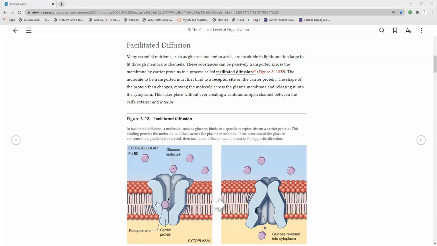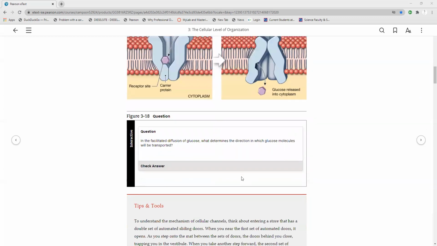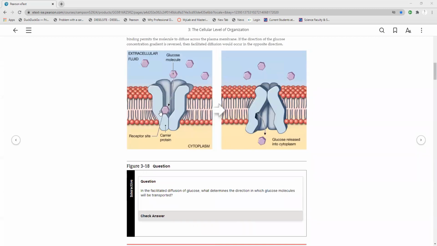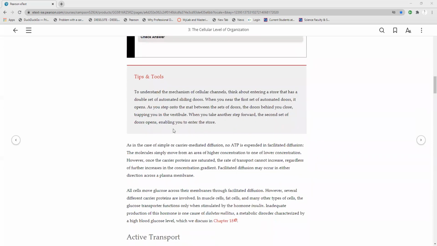This can only go as fast as it can go. So one will come in, attach, release, and drop it in. If there's nothing out here, maybe one passes by occasionally, boom, it drops it in. So that is saturation limits depending on what it is. And this is a passive process. It does not require energy for this to occur.